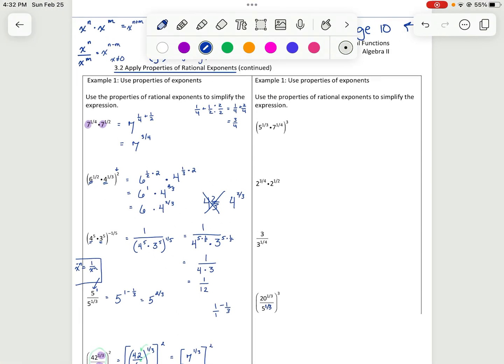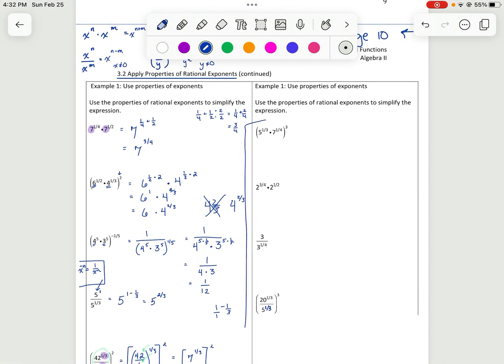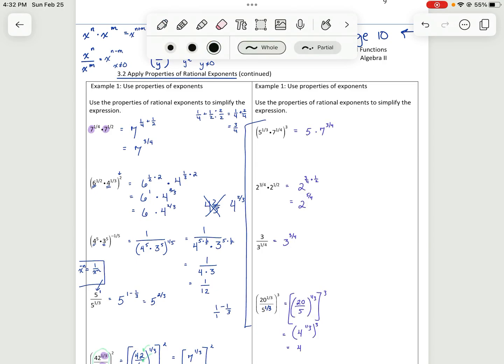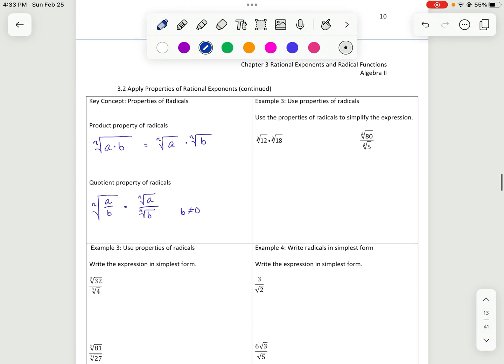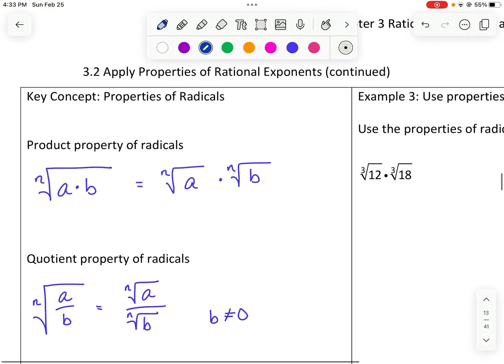Pause the video, work out these 4 problems using the notes that we just took, and then come back to check your work. All right, so you should have just worked those out. Go ahead, pause the video, check, make sure that you understand and got the same answers, and then we'll continue on to some more examples. So looking at the next page, we're gonna zoom in here, pause and copy this, and then come back.